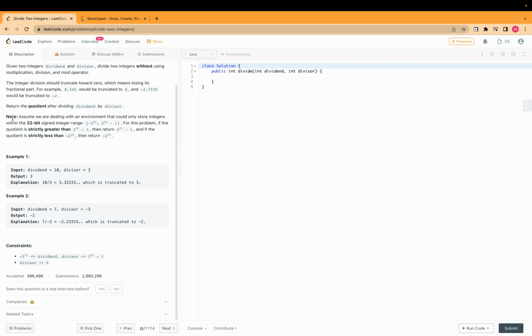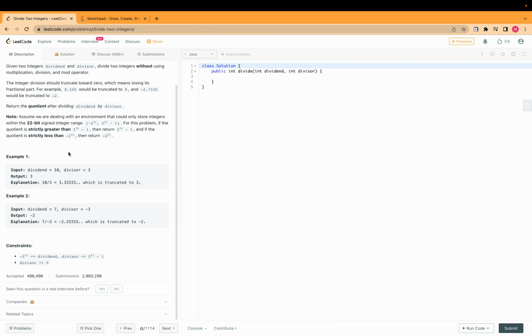And the important thing to note over here is we have to assume that we are dealing with an environment that could only store integers within the 32-bit signed integer range. For this problem, if the quotient is strictly greater than 2 to the power 31 minus 1, then we have to return the integer's maximum value. And if it is strictly less than minus 2 to the power 31, that is integer dot minimum value, then we have to return this.